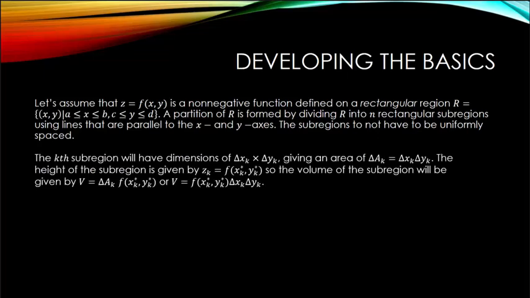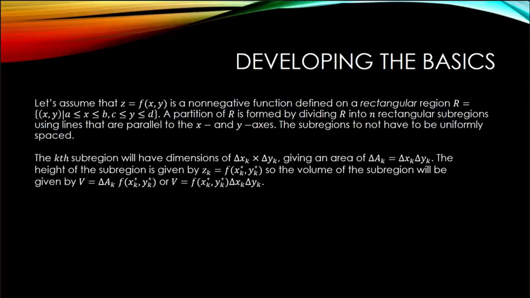If I pick a kth subregion, it will have dimensions of delta x sub k by delta y sub k, giving me a small area of delta A sub k, which is equal to delta x sub k times delta y sub k. The height of the subregion is given by z sub k, which is equal to f of x sub k star, y sub k star, where x sub k star and y sub k star are a point in that subregion that I'm talking about. The volume of the subregion will therefore be given by V equals delta A sub k times the height f of x sub k star, y sub k star.